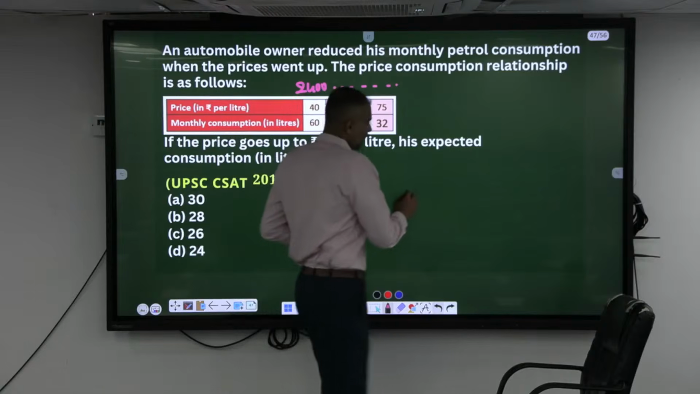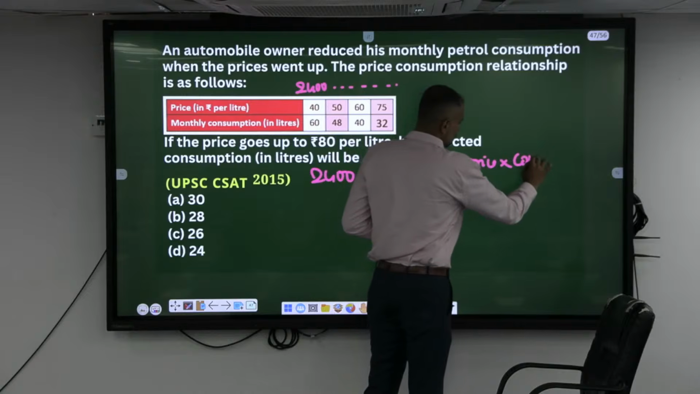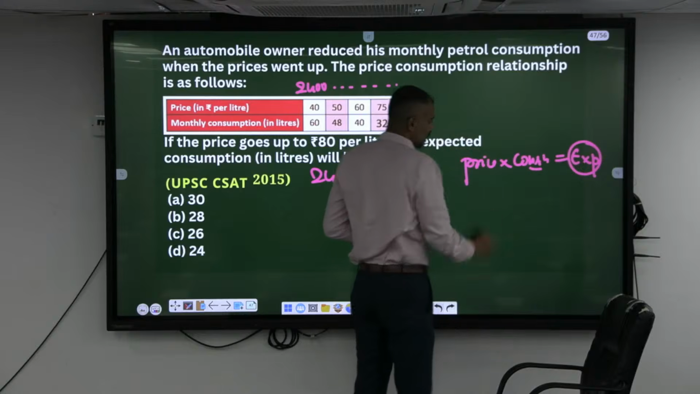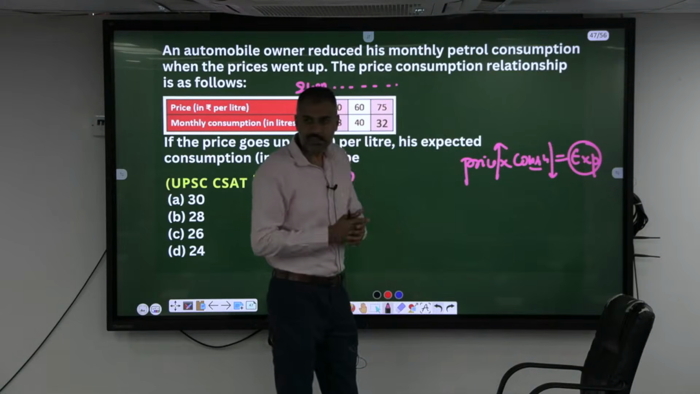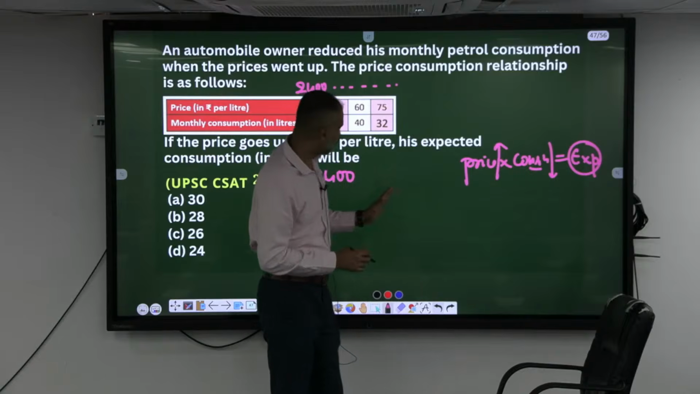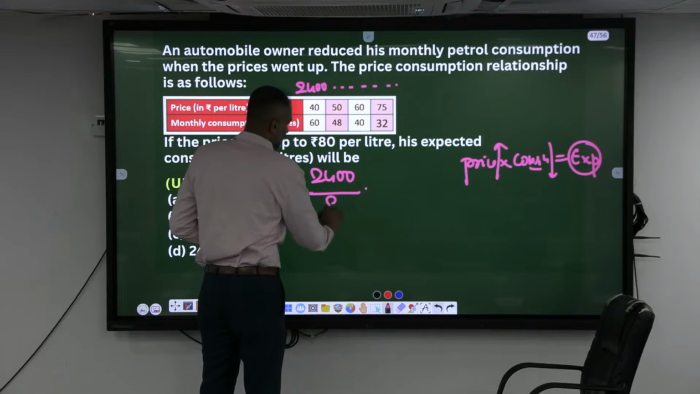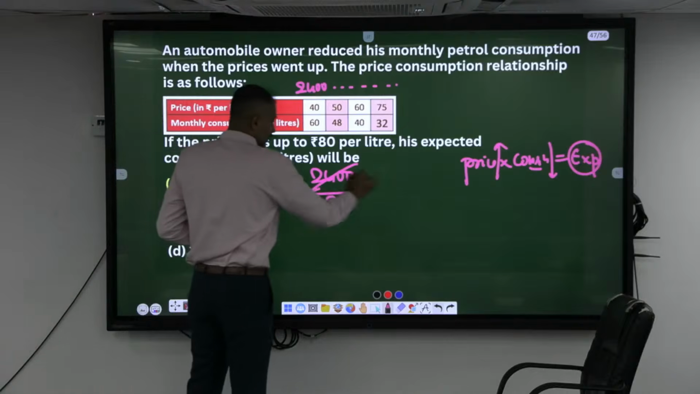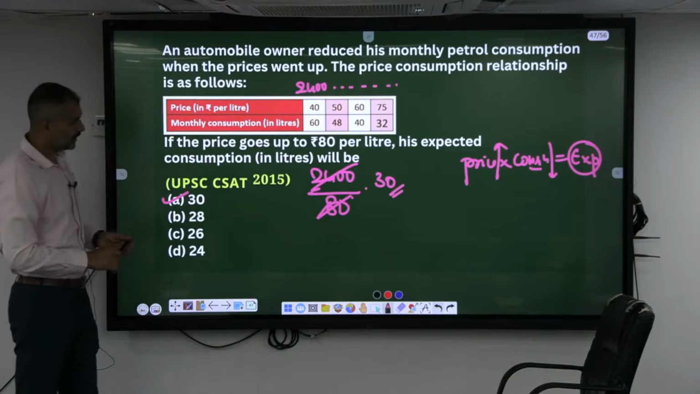See, price into consumption is equal to expenditure, right? When you have fixed expenditure, if the price goes up, consumption has to come down. How? Inversely. Remember, in the percentage also we have done. Very similar case, these are all. Okay, he has changed it to ask the same thing: 2,400 and he is buying per liter 80 rupee. So 30 liters will be his consumption. Okay, percentage concept.